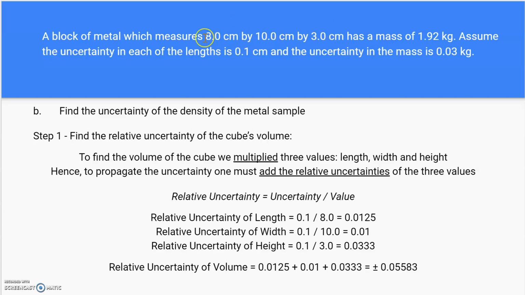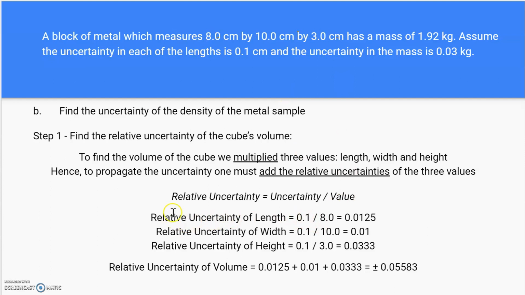So we're going to have to find the relative uncertainty of the length, the relative uncertainty of the width, and the relative uncertainty of the height, and then add those together to find the total relative uncertainty of the cube's volume. So let's just go ahead and use this formula to calculate our relative uncertainties. Now, we know that in each of these length measurements that are given, the uncertainty is always 0.1 centimeters. So that uncertainty variable of the relative uncertainty equation is going to be 0.1 for all those 3 values.